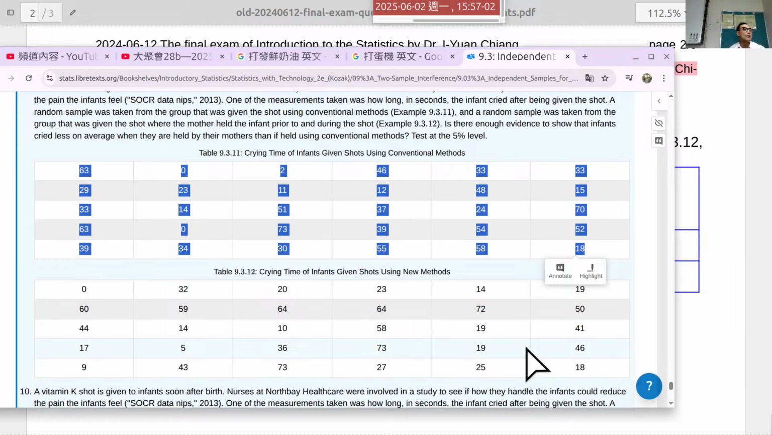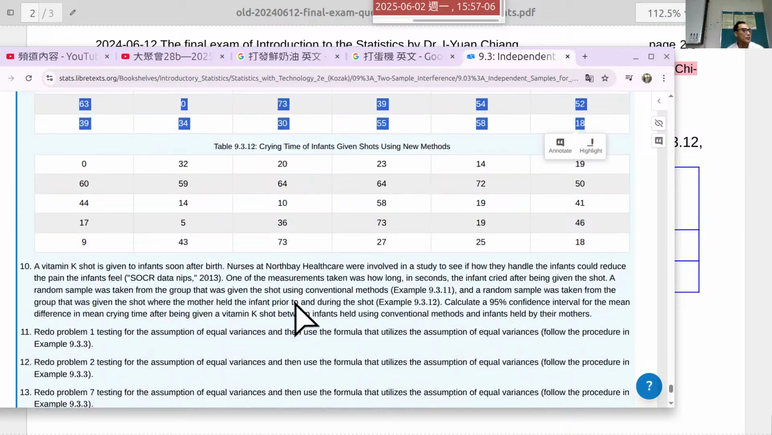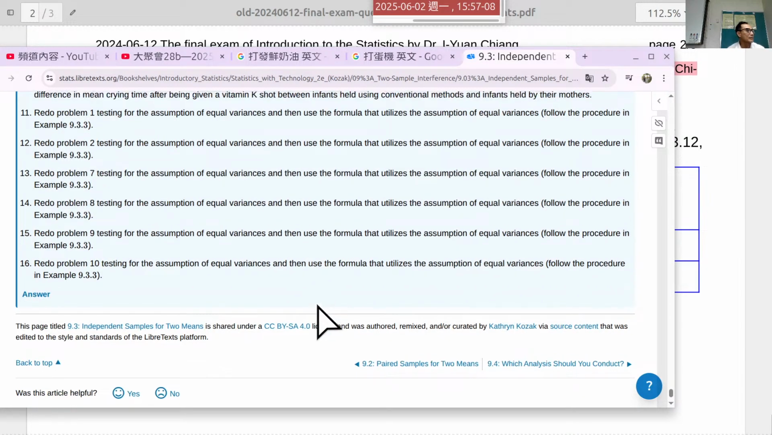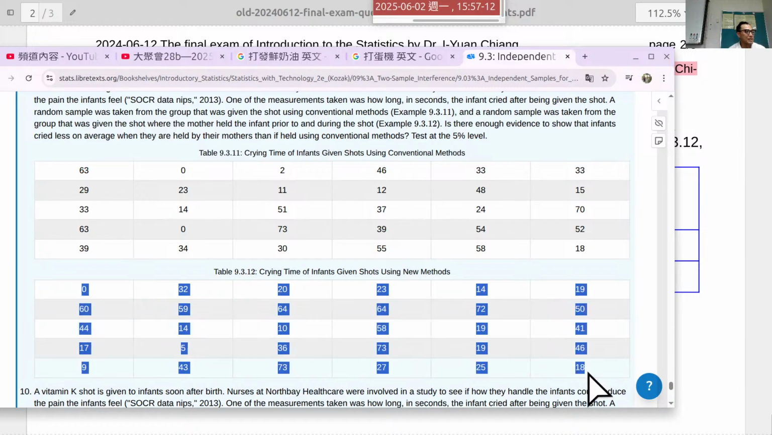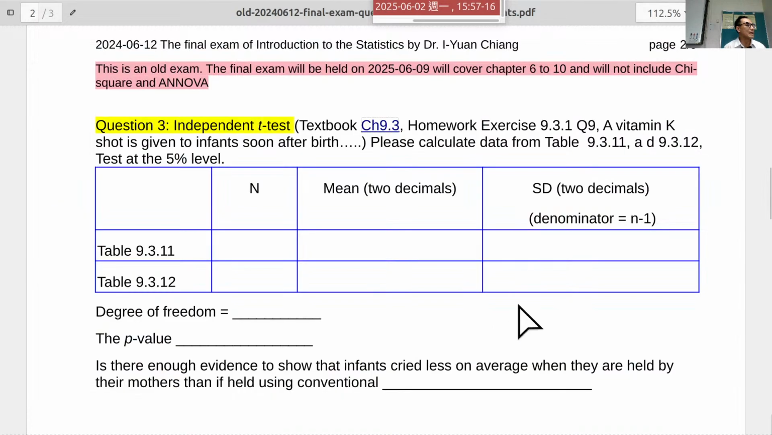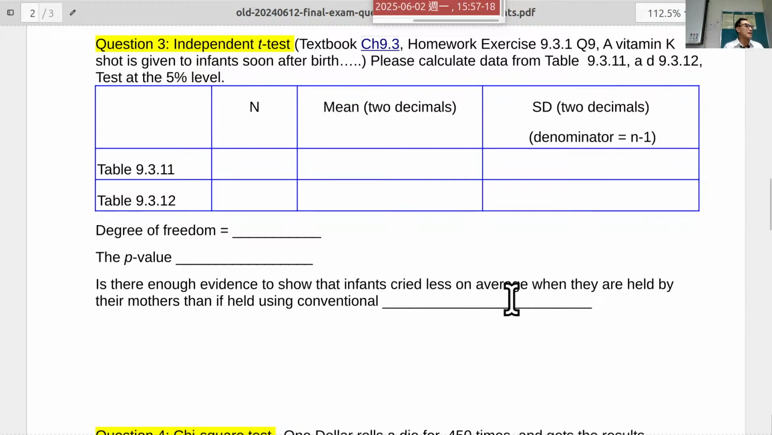Hey, sure. I'll just let you know, I may not use the same question. I may select a similar question, but you need to show the process like this. And the question number here is the same.